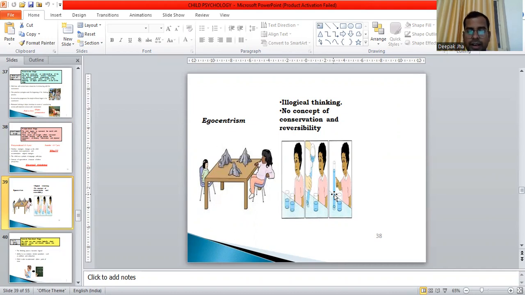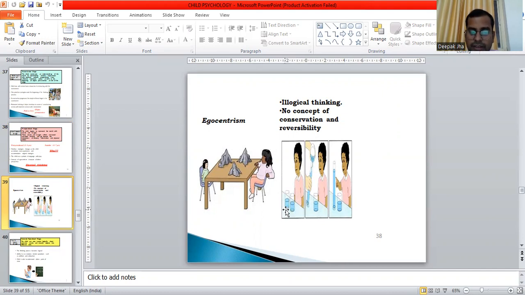Another common example which is performed with these children is this one. In front of a child, two glasses of the same width are placed and water is placed at the same level. Now, one glass is replaced by a glass which is thinner in width and longer in length. You can see the third diagram. But in front of the child, in his vision, the water from the original glass is poured into the thinner glass.